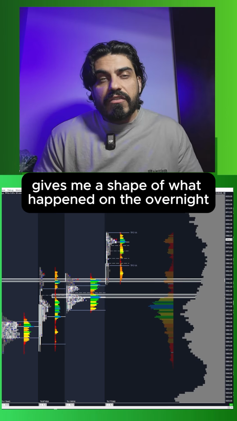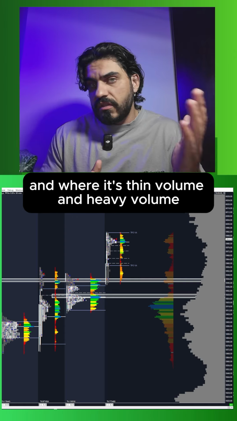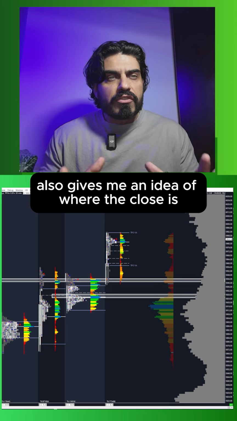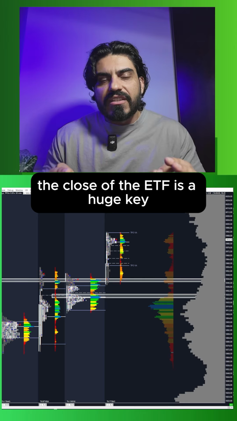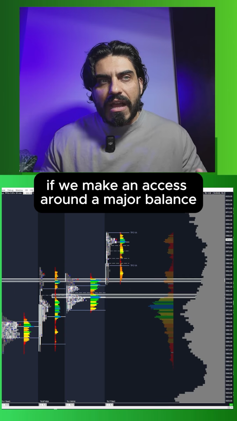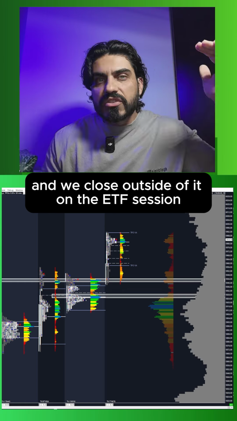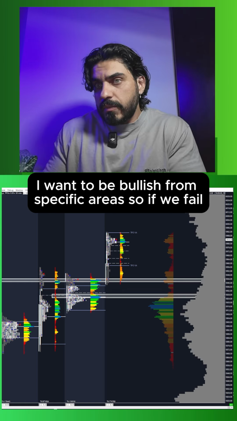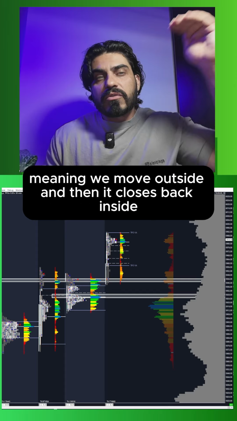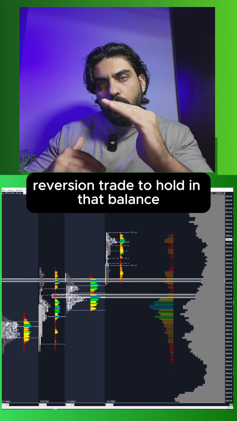The ETH profile gives me a shape of what happened on the overnight, where the balance is, and where it's thin volume and heavy volume. The ETH profile also gives me an idea of where the close is. The close of the ETH is a huge key. If we make an excess around a major balance, movement outside is directional. So if I move outside of a major balance and we close outside of it on the ETH session, I want to be bullish from specific areas. If we fail, meaning we move outside and then it closes back inside, then I want to look for a mean reversion trade to hold in that balance.